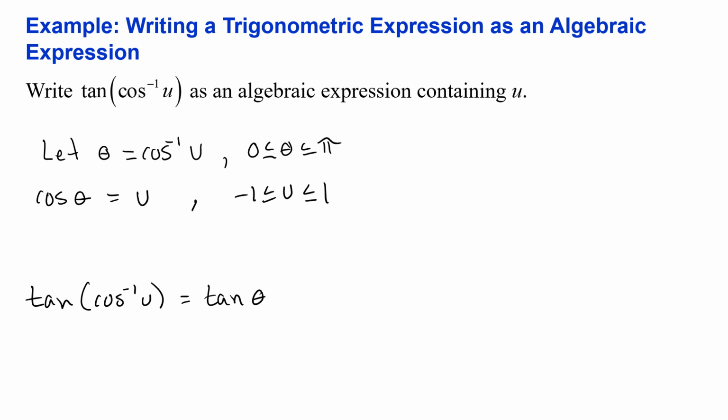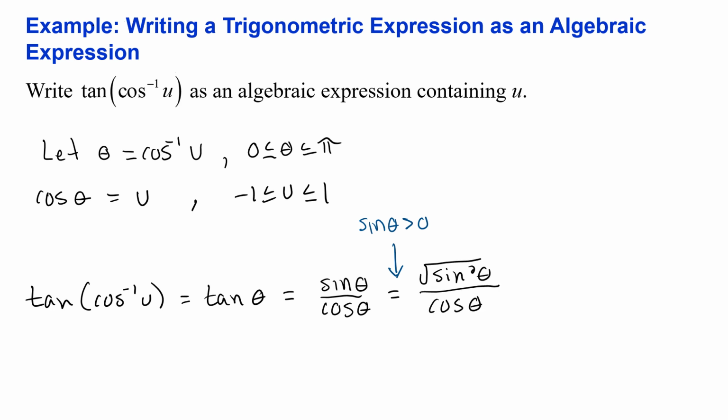Now from the ratio identities, we know that tangent of theta equals sine of theta divided by cosine theta. So our expression tangent of theta we write as sine of theta divided by cosine of theta. Now since theta is between 0 and pi inclusive, then theta must lie in quadrant 1 or quadrant 2, and so sine of theta will be positive. Therefore, in our expression, we can write in the numerator sine theta as being square root of sine squared theta, and in the denominator, we still have cosine of theta.